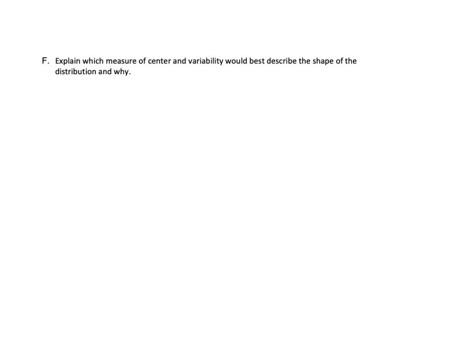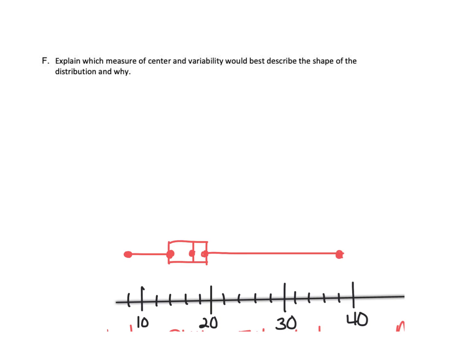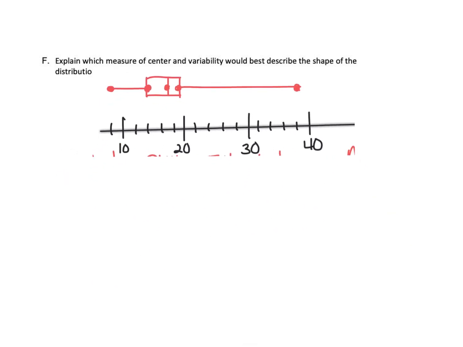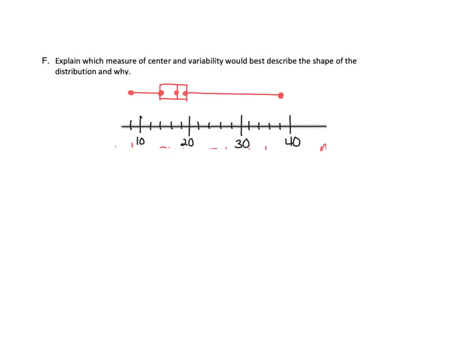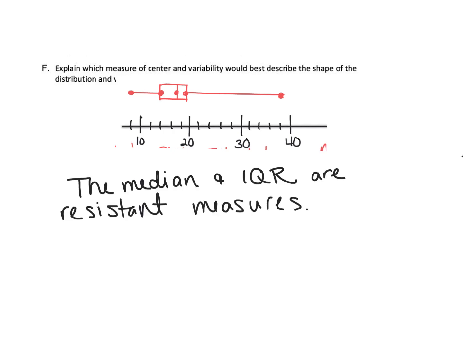Letter F says, explain which measure of center and variability would best describe the shape of the distribution and why. So let's just take a look quickly at the box plot that we drew on our previous slide. Here it is. So that looks to me like it's right skewed. So if it's skewed, we want to use our resistant measures, which would be the median and the IQR. Additionally, if you weren't even given the raw data, you wouldn't be able to find the mean anyway. You'd have to talk about the median. So really, given box plots, I just always go with the median and the IQR to compare them.